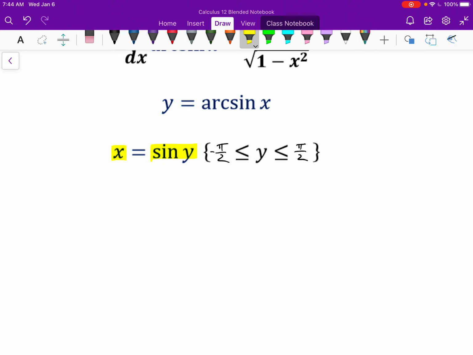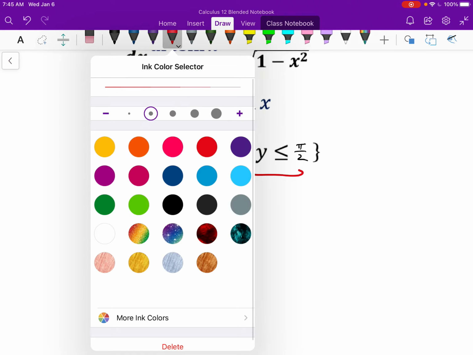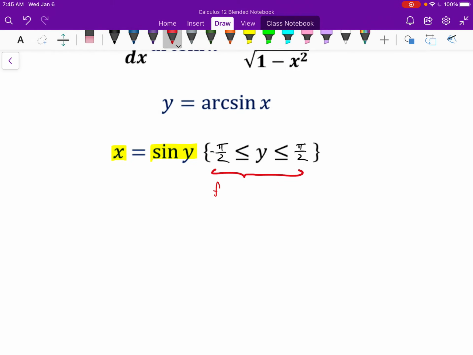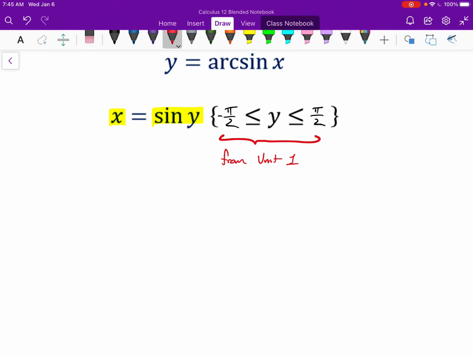Again, I'll just make a little note here. This is from Unit 1. So if you need to refresh yourself on that, please do so. With that said, now I want to differentiate x equals sine of y with respect to x. So I want to implicitly differentiate x equals sine of y by differentiating both sides with respect to x.